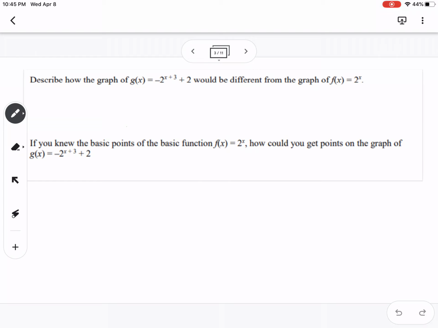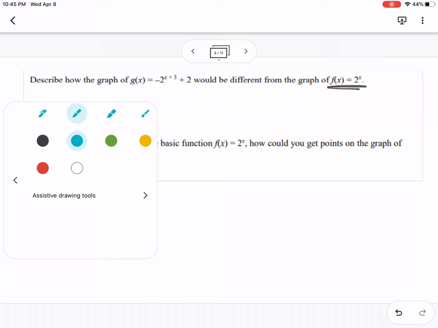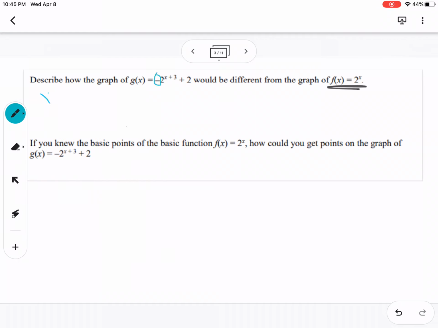Okay, so now what happens if we take a new function, this g of x? What's going to happen to it? Okay, how's it going to be different from our original function? Well, we're just going to use our transformation rules. So this negative in the front is an x-axis reflection, which affects the y, right?